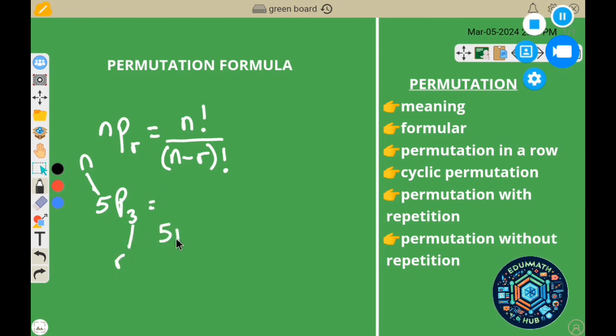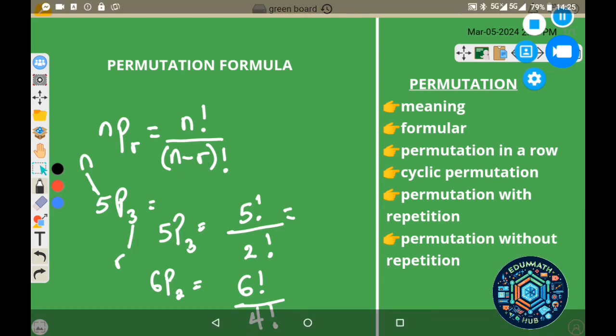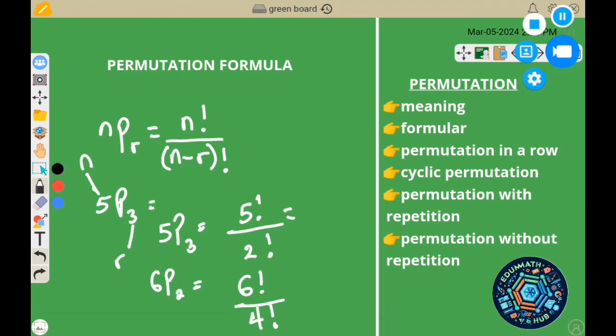So 5P3, if you try to evaluate it from this formula, you're going to get 5 factorial divided by, n is 5, don't forget, so 5 minus 3, that will give you 2 factorial. Then you can evaluate this further if you want to. Then 6P2, for example. n is 6 here, r is 2. So you have 6 factorial divided by 6 minus 2, that will give you 4 factorial. This is how to use the factorial notation in terms of permutation.